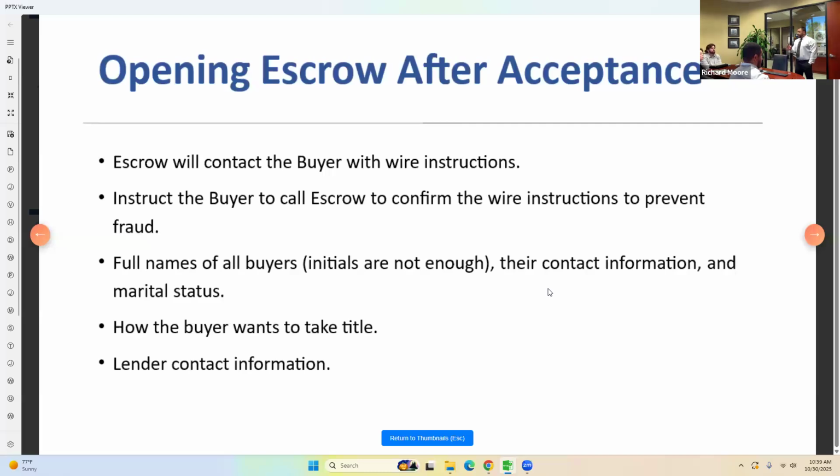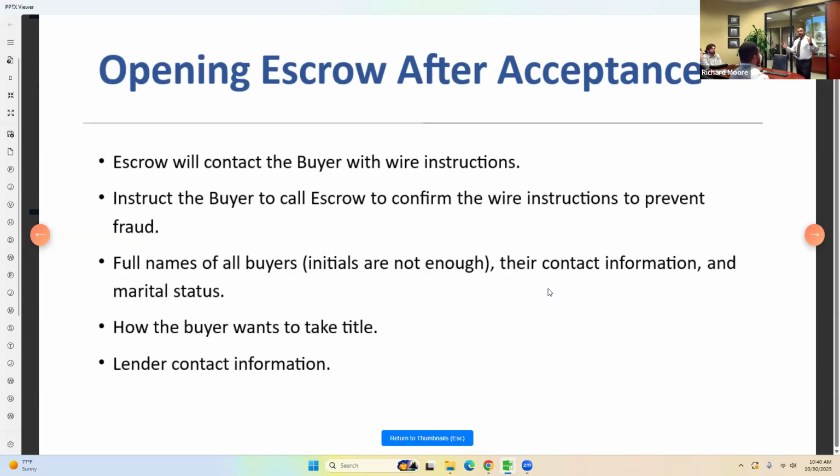And you want to make sure that they contact escrow when they receive that email to confirm that account. Because this is where a lot of wire fraud occurs. There are hackers that insert themselves into an email exchange between escrow and the buyer, and they pretend that they're the escrow company. They make their email look like they're the escrow company, and they send wire instructions with their account number. So once the buyer wires the money, it's gone.